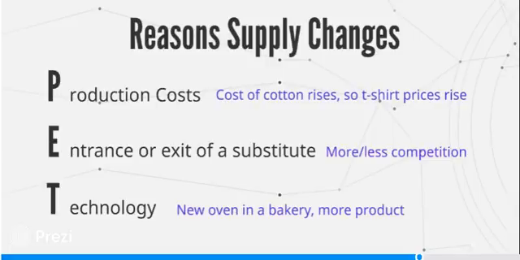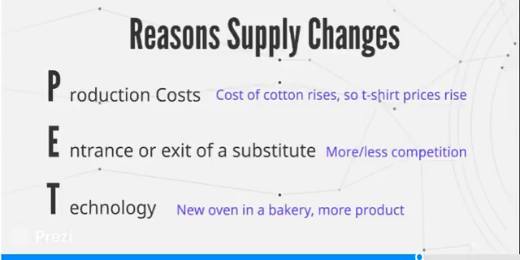We had 4 reasons that demand changes, but there are 3 reasons that supply changes. We can remember these as PET, P-E-T. The first one is production costs. Let's say that you are a t-shirt maker. If the cost of cotton rises, the cost of the t-shirt that you make out of that cotton is going to rise as well, because you don't want to lose any money. So your supply is going to be affected.